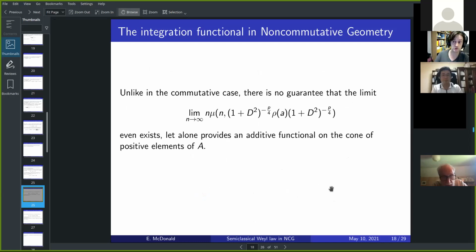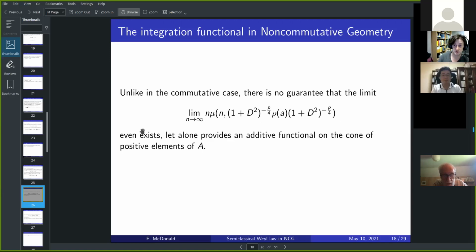Here's something which would not be a very good definition of the integral. Now you might think, motivated by the commutative case, that you don't need the singular traces at all. You could just take the limit as n goes to infinity of mu_n of (1 plus D squared) to the power minus p over 4 times rho(a) times (1 plus D squared) to the power minus p over 4. The trouble is that in this abstract operator theoretic setting, there's no guarantee at all that the limit even exists.